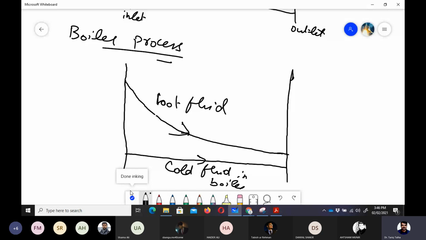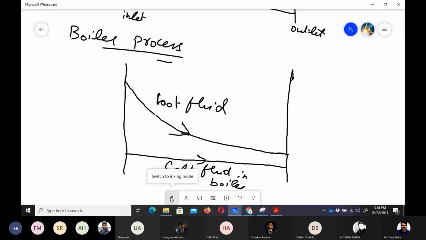So now we are going to start the log mean temperature difference. I think we can have a 5 minute break, and then we can start our discussion of log mean temperature.